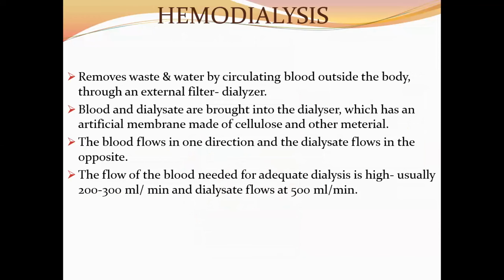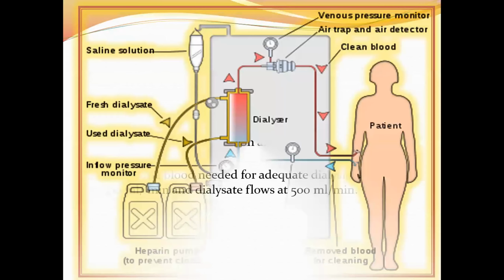Hemodialysis removes waste and water by circulating blood outside the body through an external filter, that is a dialyzer. Blood and dialysate are separated with an artificial membrane made of cellulose and other material. The dialysate flows in the opposite direction. The blood flow is usually 200 to 300 ml per minute. So this is the diagram of dialysis.